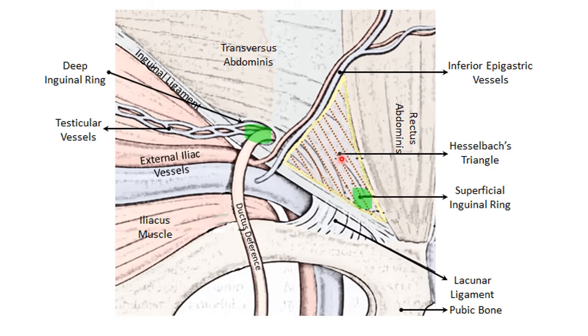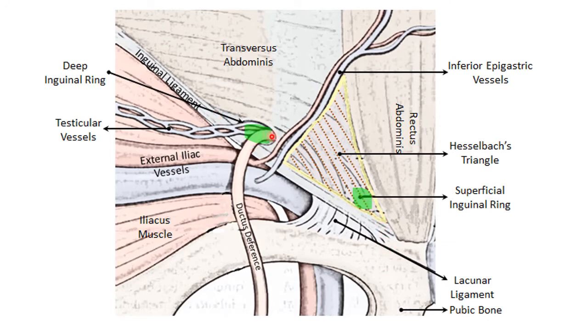Whereas a direct inguinal hernia comes out through the posterior wall of the inguinal canal, which is weakened, and the hernia enters into this canal and goes towards the superficial inguinal ring. From there, it then goes into the scrotum.